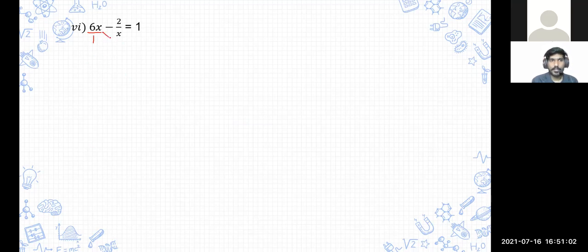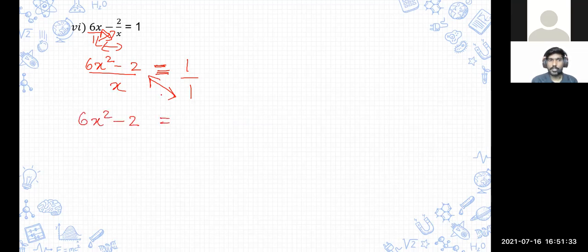6x into x will become 6x squared. 2 into 1 will become 2 upon 1 into x will become x is equal to 1. Now, there is an equal to sign here. So again you do the cross multiplication, but when there is an equal to sign, you don't multiply the denominator. So 6x squared minus 2 is equal to x. Now take x on the left hand side, it will become minus x. So you'll have 6x squared minus x minus 2 equal to 0.